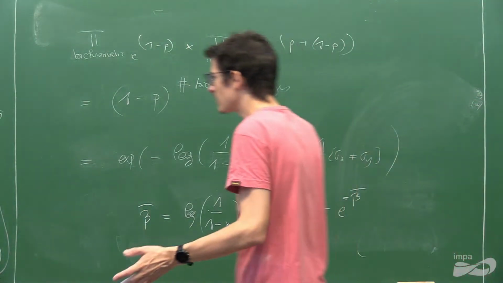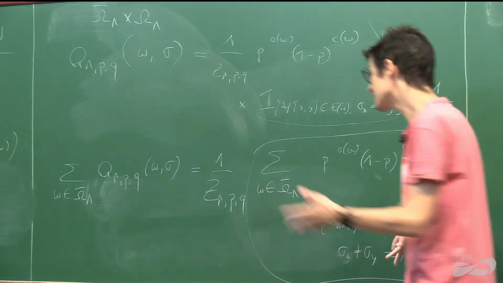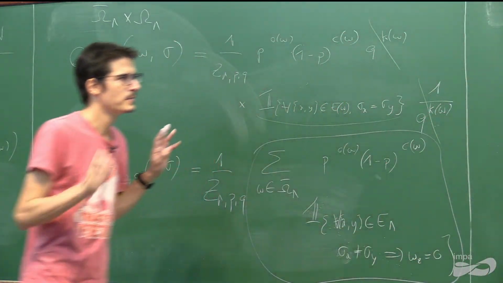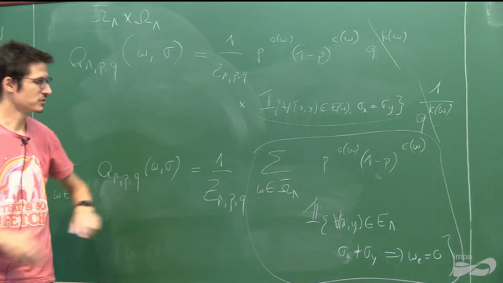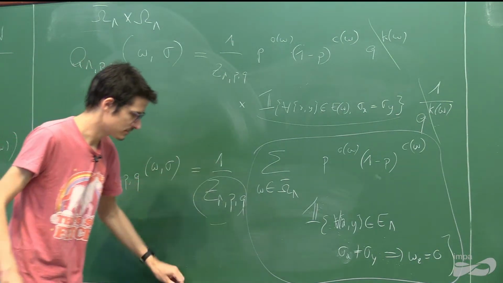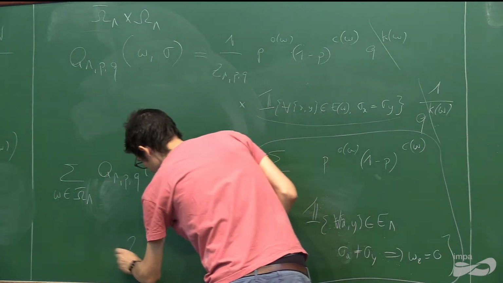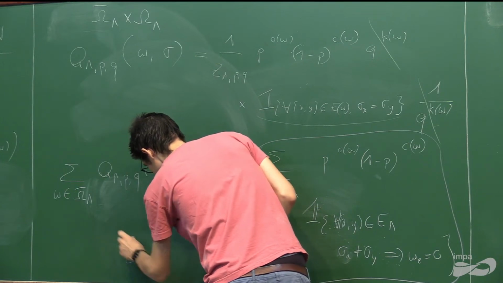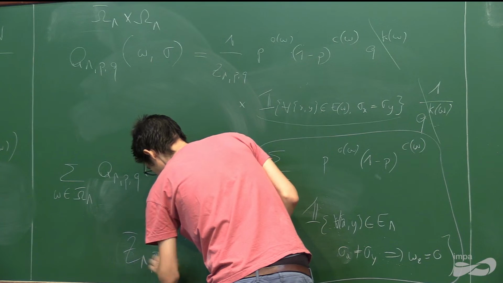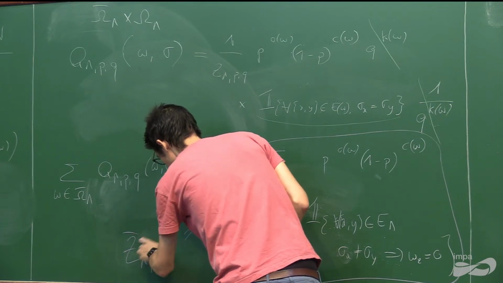So this weight we obtain is exactly the weight for the Potts model. It means also that, as a byproduct, this partition function here is exactly equal to Z lambda beta. This thing depends on Q.